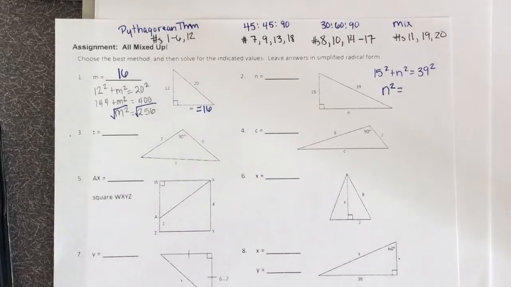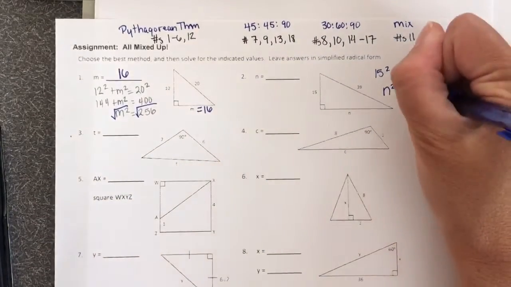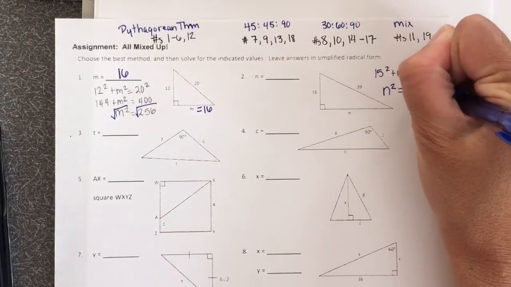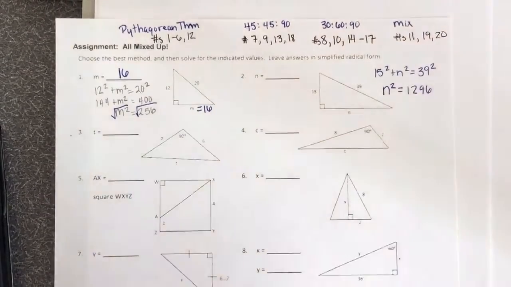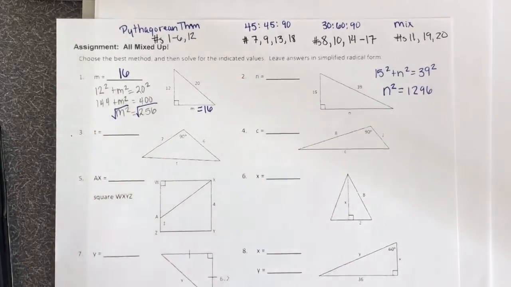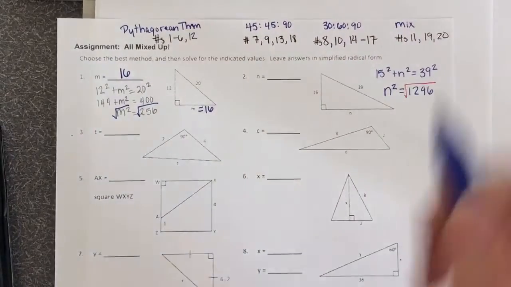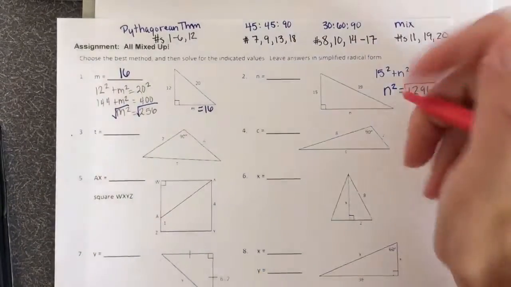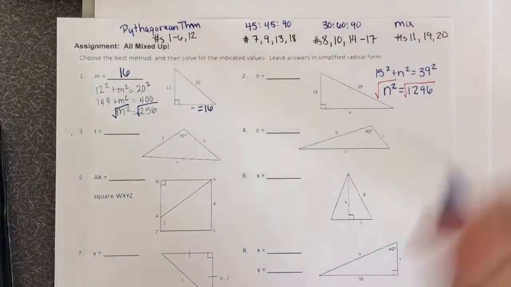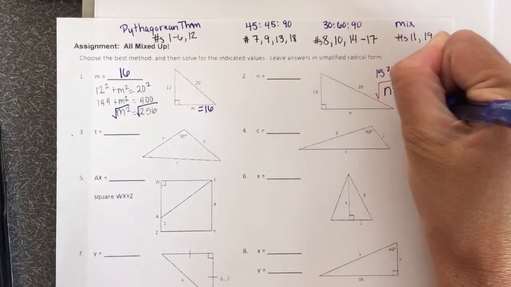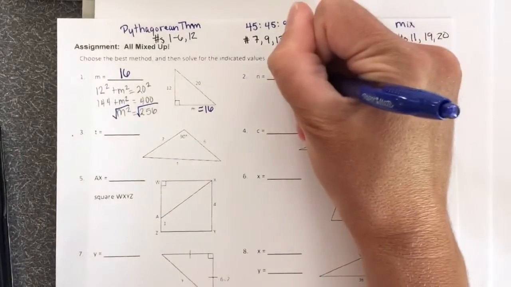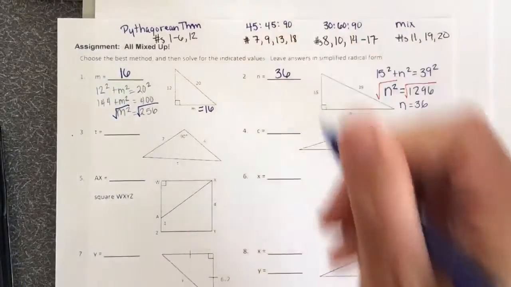39 squared minus 15 squared is 1,296. And then square root that. So let's see if it's a perfect square. And it is. The square root of 1,296 is 36. So n is equal to 36. So the length of my missing side is 36.